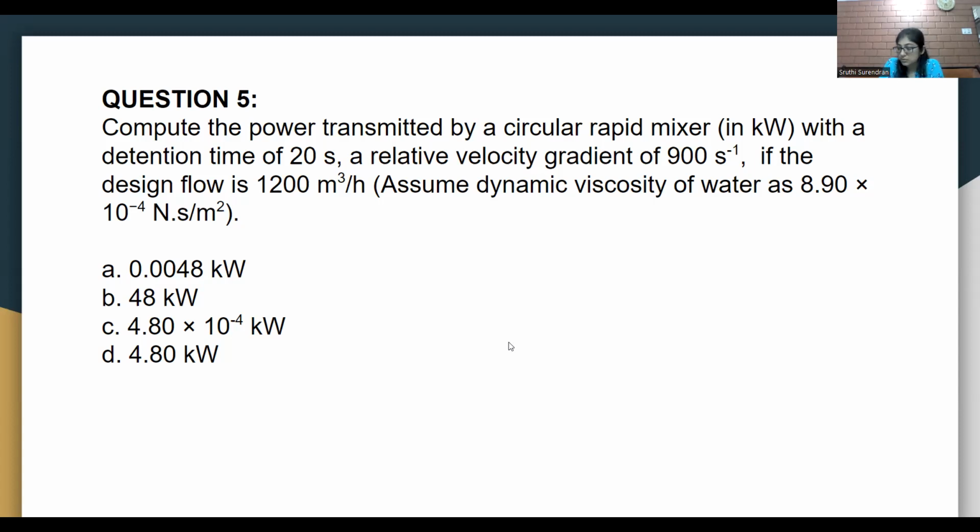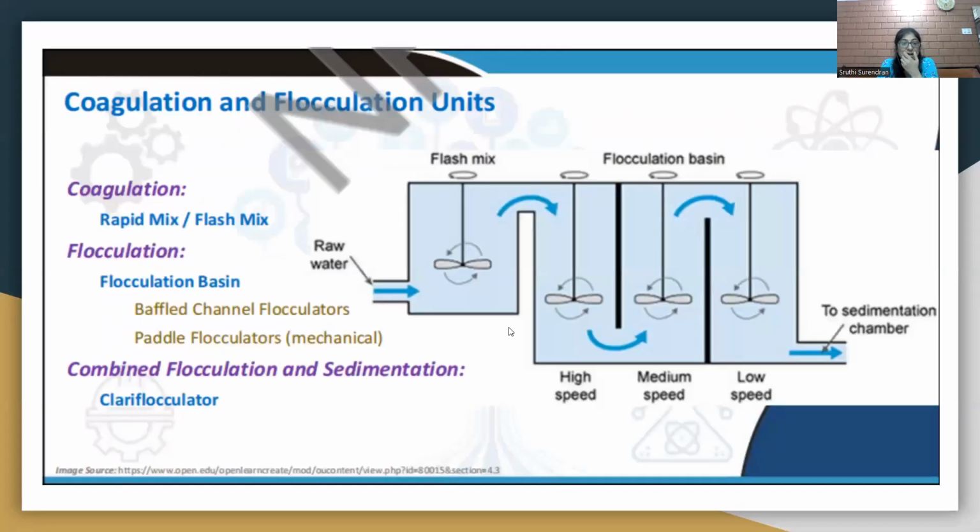Okay, so I'll move on to the solution. So coagulation occurs in tanks called rapid mixtures and flash mixtures. They are nothing but tanks which aid in the process of coagulation by using a fan-like structure or mixer-like structure that is going to circulate the water and, after the coagulants are added, help these colloidal particles to come together. So that is what is called a rapid mixture or a flash mixing tank.